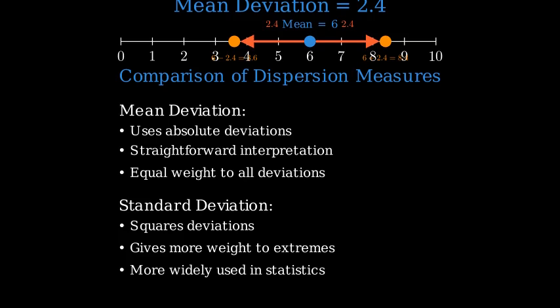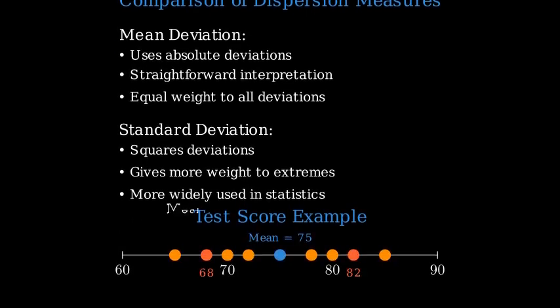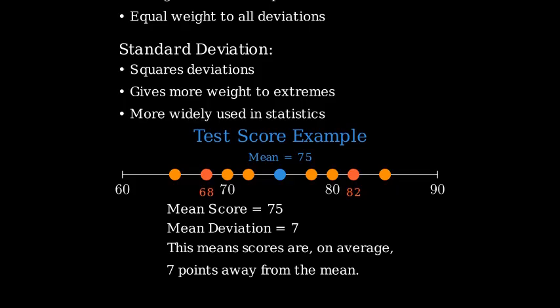Let's look at a real-world application of mean deviation. Imagine a teacher wants to understand the spread of test scores in their class. If the mean score is 75 and the mean deviation is 7, it means that, on average, students' scores differ from the mean by 7 points. This gives the teacher a clear picture of the class performance variability.